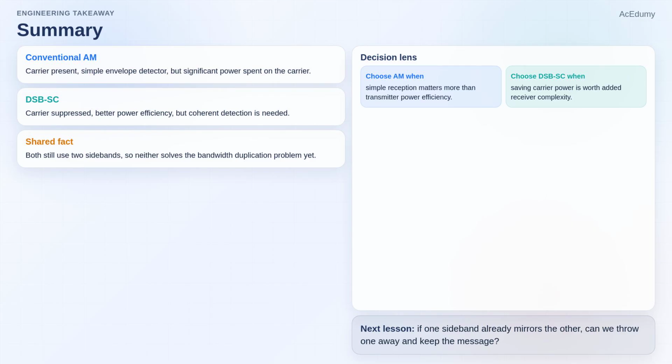That naturally leads to the next question. If one sideband already mirrors the other, can we remove one and transmit only what we truly need? That is exactly where single sideband and vestigial sideband modulation enter the story.